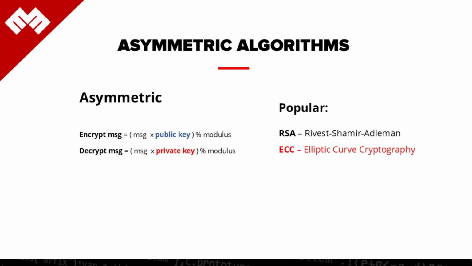Another one that is gaining a lot of popularity in recent years is elliptic curve cryptography. It is being used as an alternative to RSA because it can achieve similar levels of security with smaller key sizes and is also more performant. With all this said, let's do a practical demonstration of asymmetric encryption with the OpenSSL command.